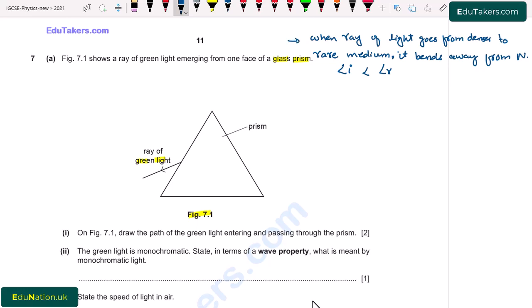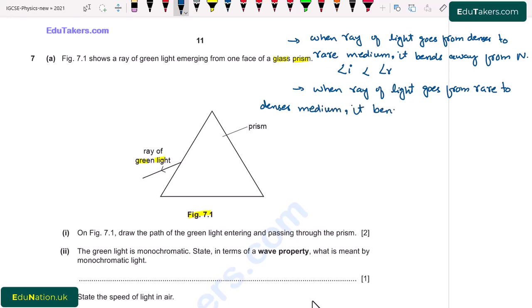I write here second case: when a ray of light goes from rare to denser medium, it bends towards normal in such a way that the angle of incidence is larger as compared to the angle of refraction. So here we have to use these two concepts.